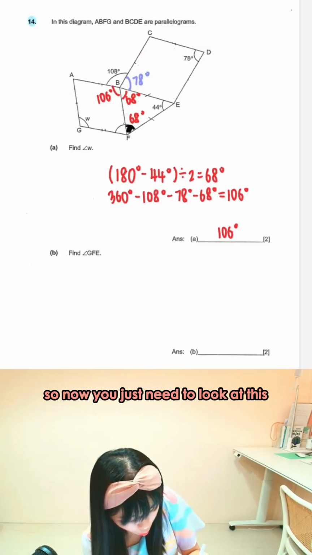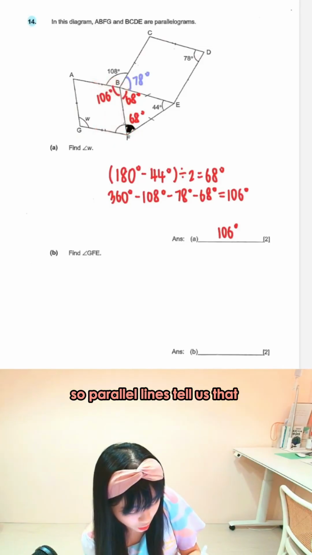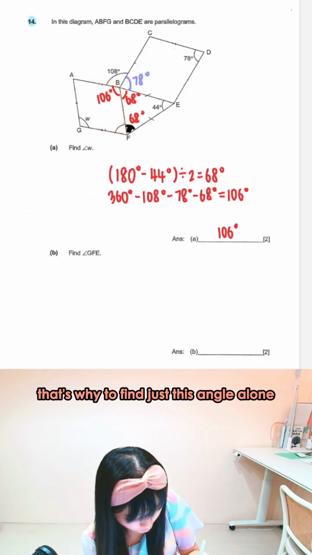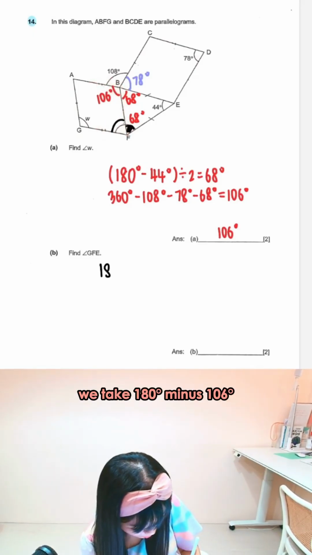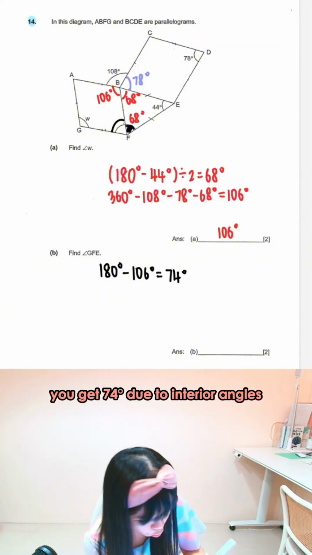So now you just need to look at this parallelogram. Parallelogram, we got parallel lines. So parallel lines tell us that this plus this is 180. That's why to find just this angle alone, we take 180 minus 106. Okay, you'll get 74 degrees due to interior angle.